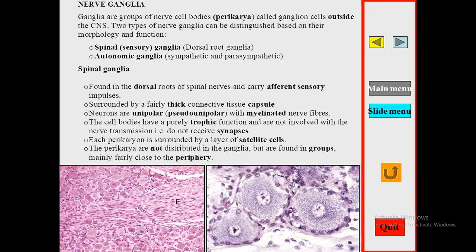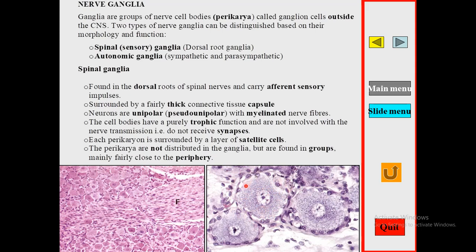The spinal root ganglia usually have a thick connective tissue capsule which surrounds them, and the type of neurons are pseudounipolar neurons or unipolar neurons. Those neurons are usually located on the periphery of the ganglia. In the middle usually we do not have neuronal cell bodies, so they are not evenly distributed all through the ganglia. They are pseudo-unipolar, they have no synapses, and usually they are myelinated fibers.